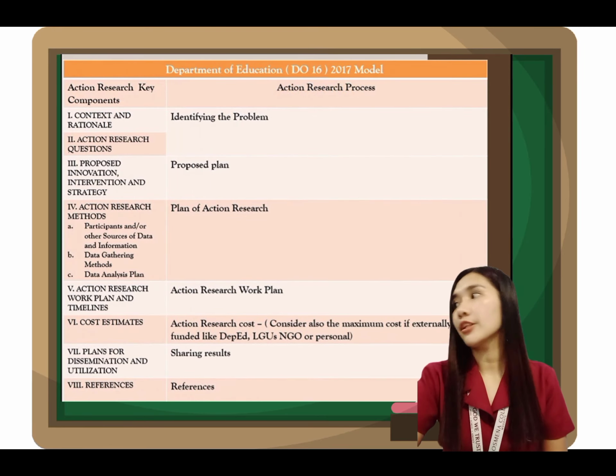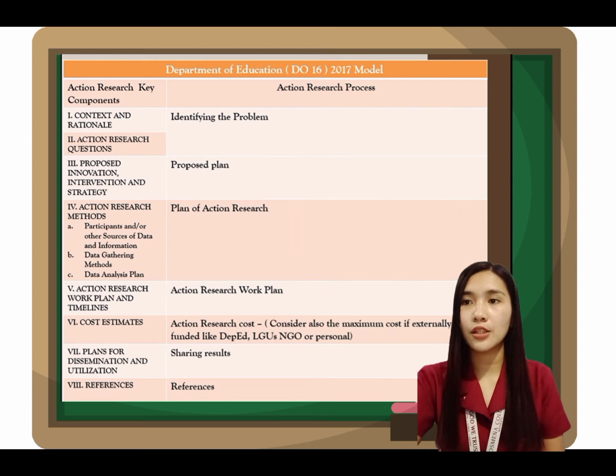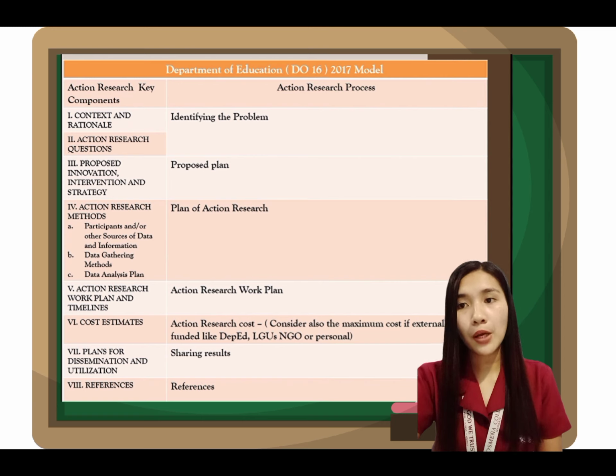The next model we have here is the Department of Education, the DO 16, 2017 model. So it has an action research key components. It includes number 1, context and rationale, and number 2, action research questions. So these two are about identifying the problem. So it answers the following questions given below. Number 1 question is, why am I doing this? Second, what is the background of my action research? Third, what problem or questions am I trying to solve? And 4, what do I hope to achieve?